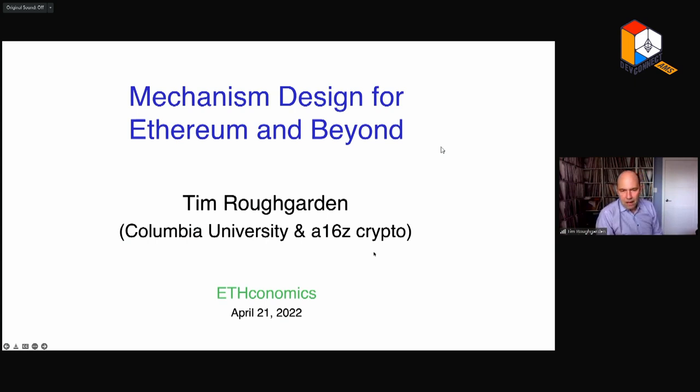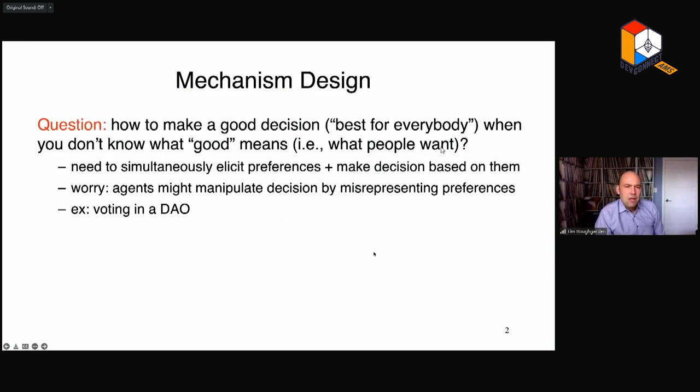Okay, so I titled the talk Mechanism Design for Ethereum and Beyond. I will talk largely about EIP 1559 in particular, but just for context, I thought it might be good to situate the work that's being done on the analysis of EIP 1559 in a broader context, specifically in the context of mechanism design. So what's mechanism design? It's a very old field, over half a century old, part of microeconomics.